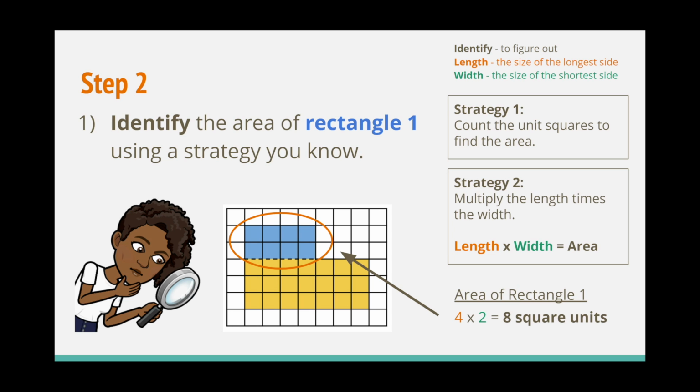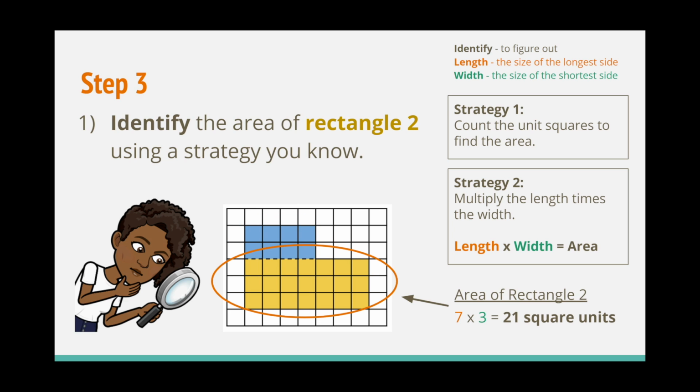Strategies we have learned are count the unit squares to find the area, or multiply the length times the width. If you were going to count, you would just count all the blue squares. If you want to use strategy 2, you'd multiply the length, which is 4, there are 4 squares along the longest side, times the width, which has 2 squares. 4 times 2 equals 8. So the area of rectangle 1 is 8 square units.